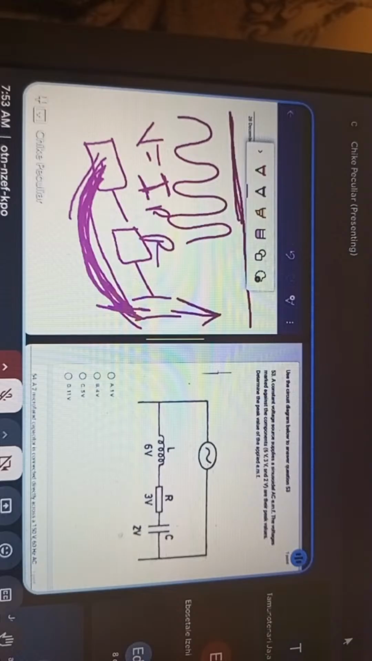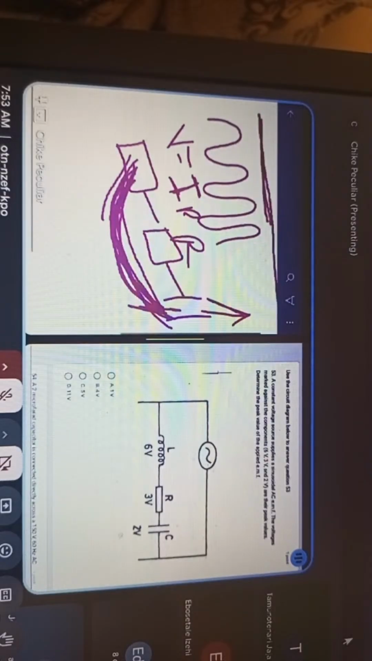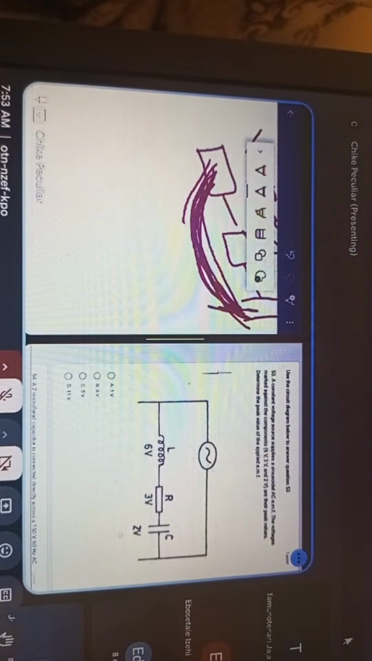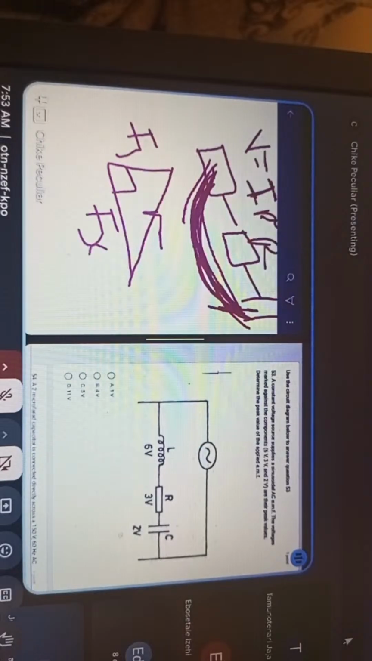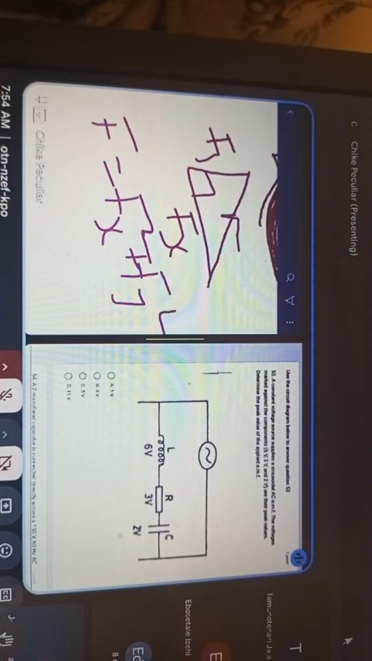So the effective voltage will be just like your resolution of forces. We have two forces. You get the resultant, which is fx squared plus fy squared. Do you remember this from your resolution of forces? Resultant force is fx squared plus fy squared. Do you remember it? Yes, sir. All right, so that's what we're going to do. We're going to get the effective voltage.